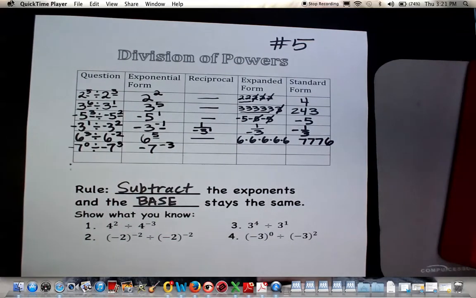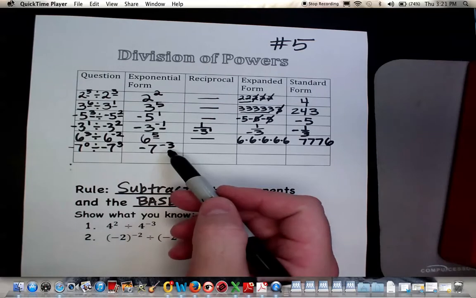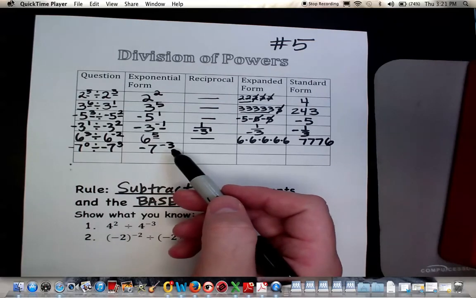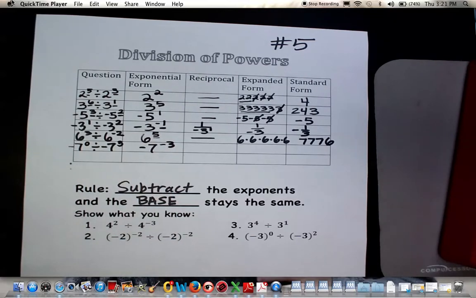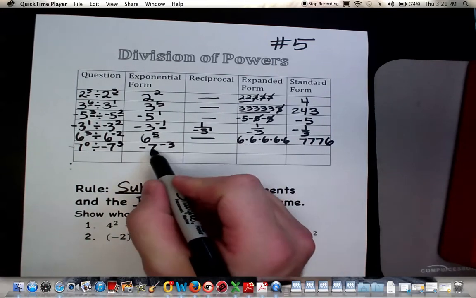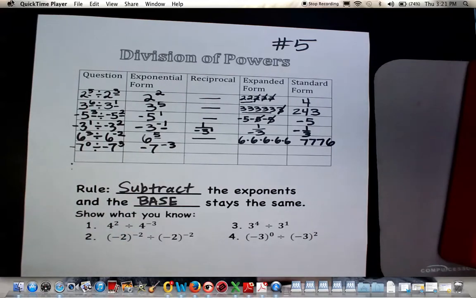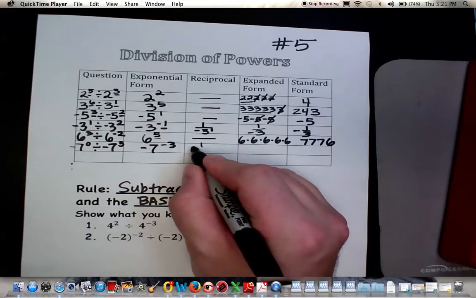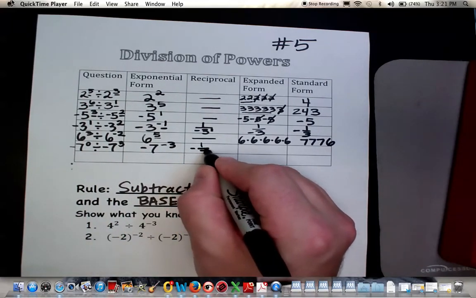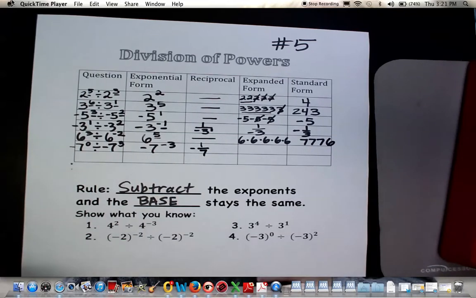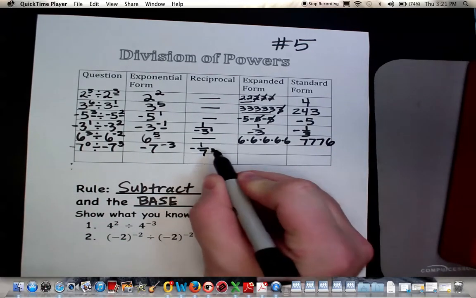Uh-oh, what I need to do now, it's a negative exponent. So I need to make it a positive one. And to do that, I need to flip it over. Because remember the rule for negative exponents? If I don't remember the rule for negative exponents, I need to look at notes number 2. Notes number 2 help me out. I need to take the reciprocal of negative 7, which is 1 over negative 7. And my exponent now becomes positive, to the third power.